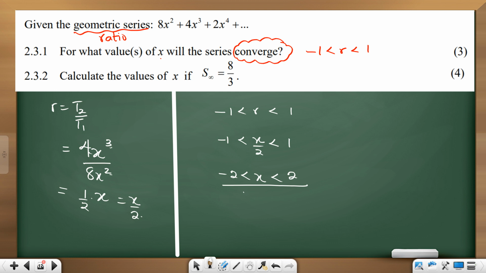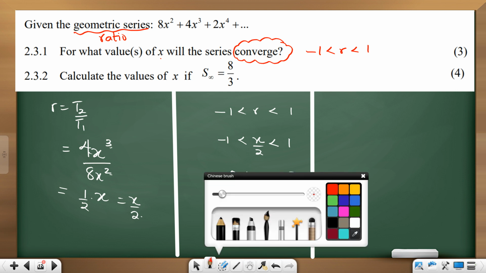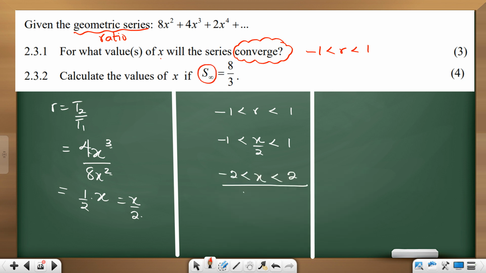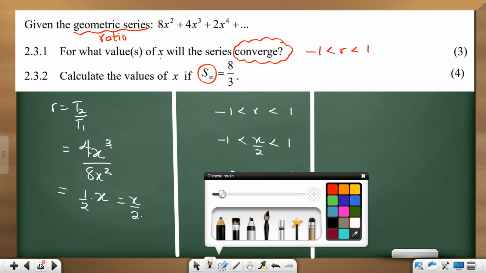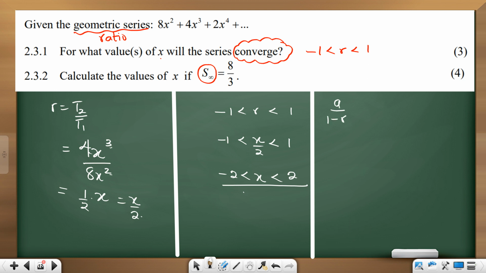2.3.2. Calculate the value of x if S to infinity is 8 over 3. You know what? Learners always find this a bit challenging and don't know where to start. It has a formula. What's the formula? A over 1 minus r. Let's write that. All right, let's start from there. S infinity equals A over 1 minus r. It's there on the formula page.